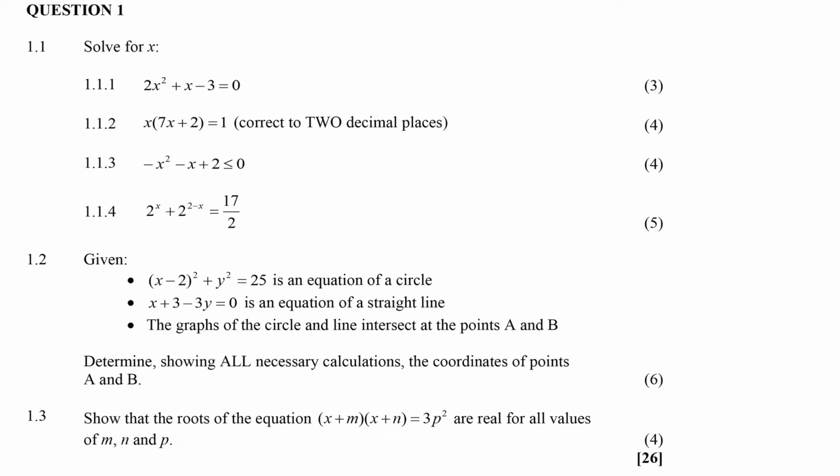All right, 1.1.3, we have another quadratic, but now we have a quadratic inequality. In this quadratic inequality, we are supposed to solve for x again. So 1.1.3, we have a quadratic inequality which is minus x squared minus x plus 2. Now we have less than 0. So now it's no longer equal to 0, but it's less or equal to 0.